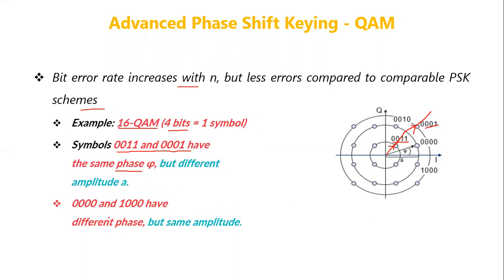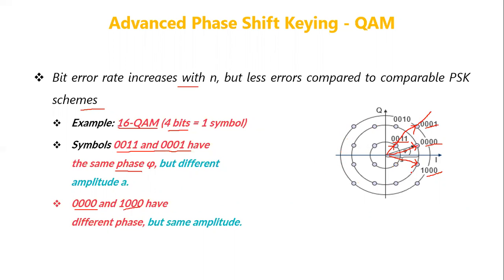But if you see this particular sequence, 4 zeros and 1 000, so this is 4 zeros, this is 1 000. They both have the same amplitude. Here the amplitude is the same. This is 4 zeros and this is 1 000. The amplitude is the same, but their phases are different. Like this, here you can see 16 symbols were represented as a combination of 4 bits.